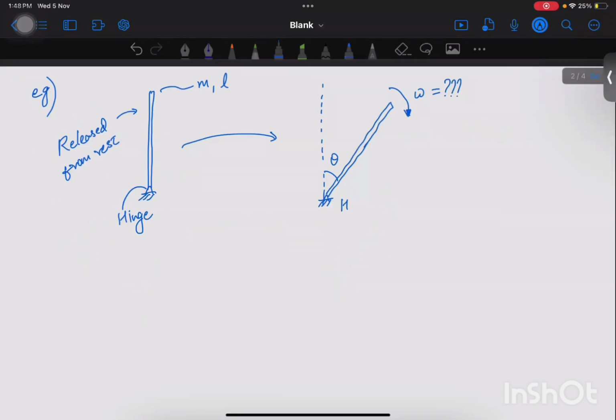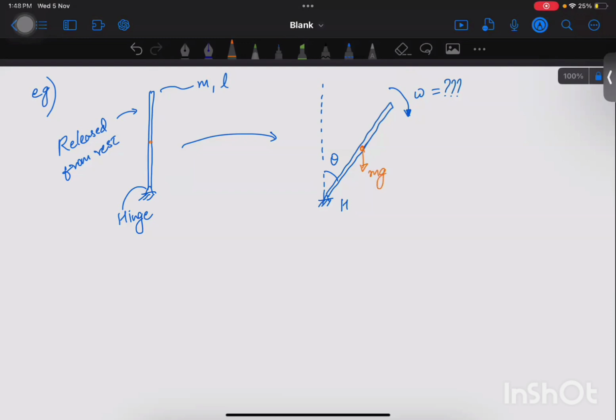We can always write that the forces which are doing work on this particular rod are the ones that will cause the change in the kinetic energy of the rod. So, what all forces are doing work? Is gravity doing work? Yes. Where is gravity acting on this object? We can say that at the center of mass, the gravity force is acting.